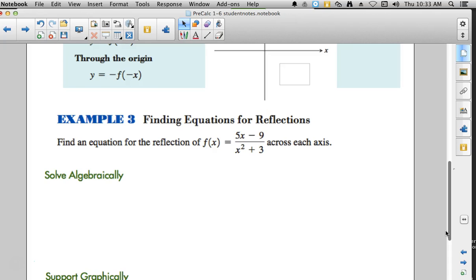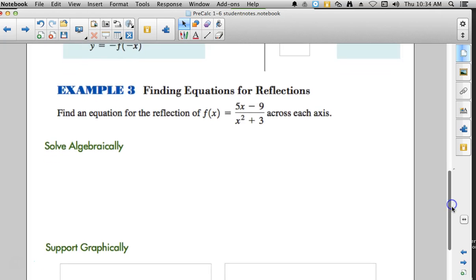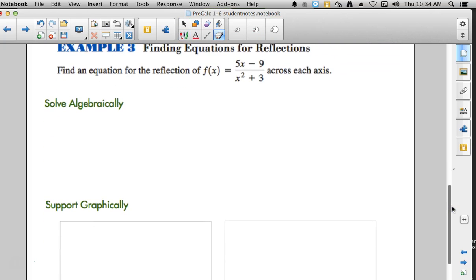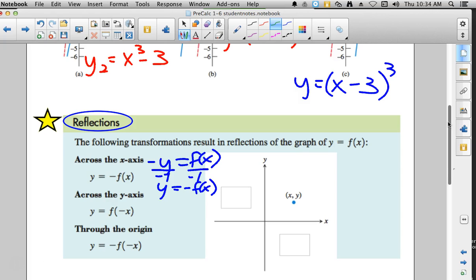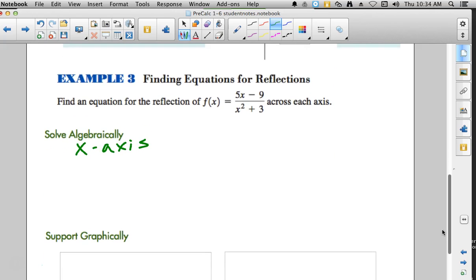So finding equations for reflections, it says find an equation for the reflection of f of x equals 5x minus 9 over x squared plus 3 across each axis. Okay, well, let's see. Let's just start with the x-axis. Let's do this in alphabetical order. So if we want to make a reflection over the x-axis, which one gets the negative? There's our negative in front of the y. So let's go down here and realize this is the y. And to reflect it, we're going to have to slap a negative over here.